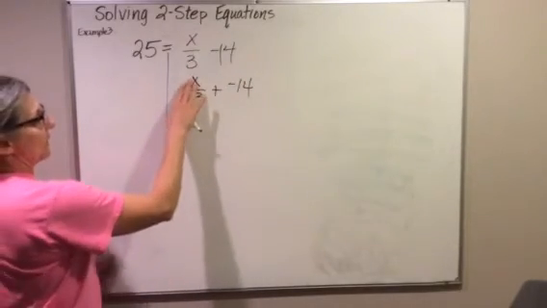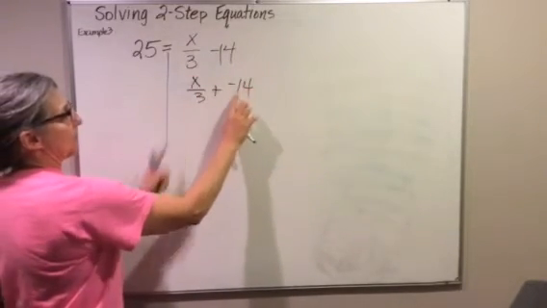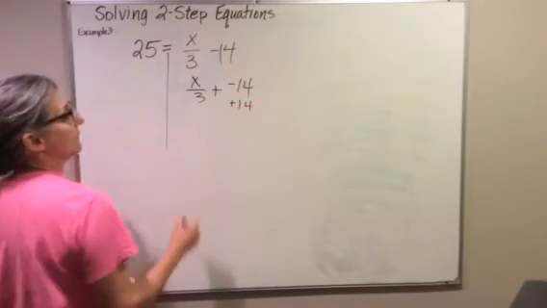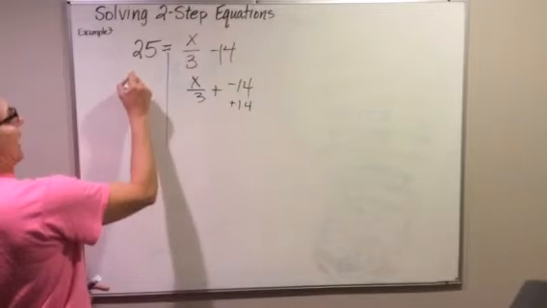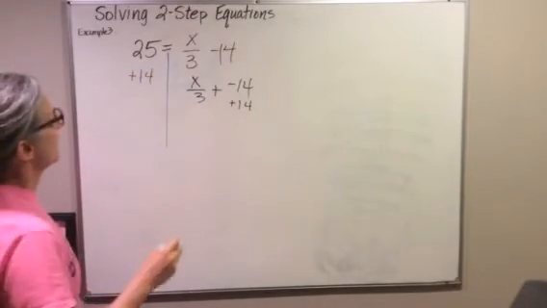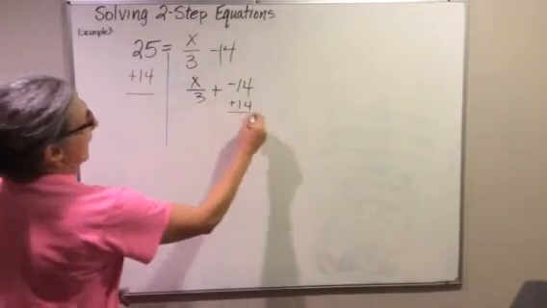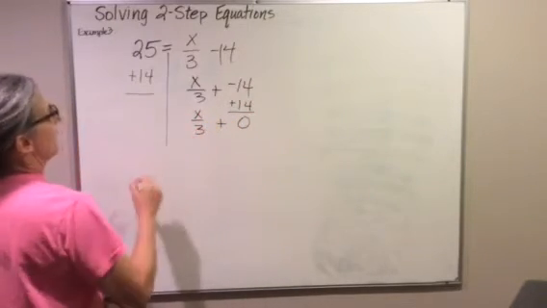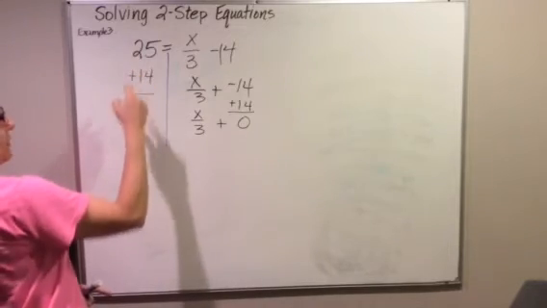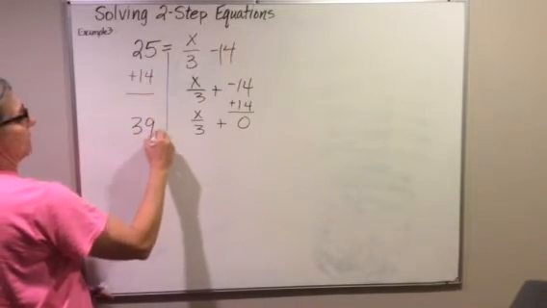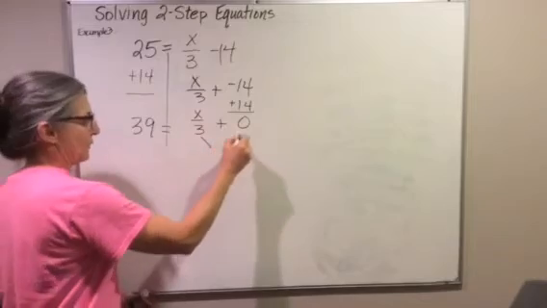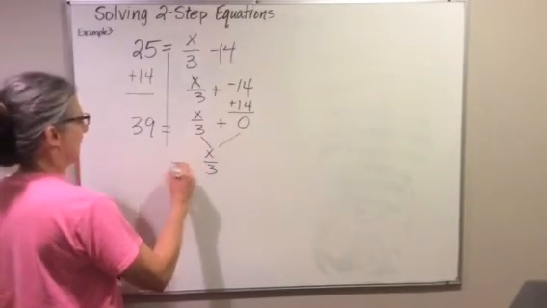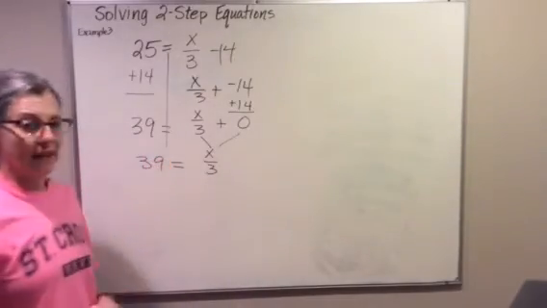So I want to get the x alone, so I look at my addition or subtraction first, and the additive inverse of negative 14 is positive 14. And those will add up to 0, so I got to add 14 on this side as well. So when I do that, I get 0 plus x over 3. And over here I get 25 plus 14 is 39. And then x over 3 plus 0, the additive identity, I have x over 3 alone now. And I have 39 still on the left.